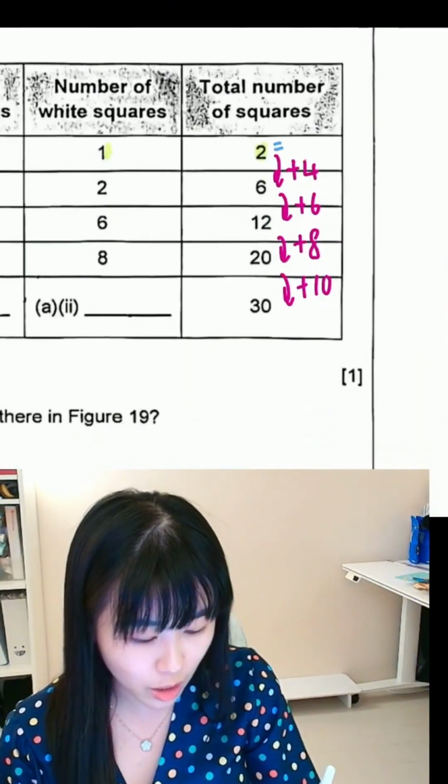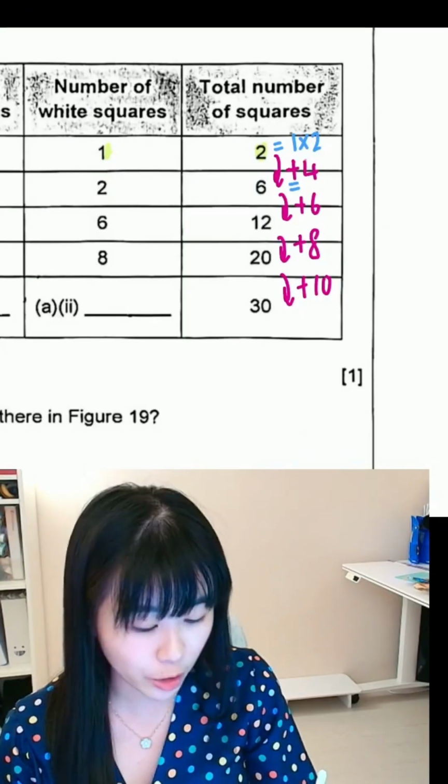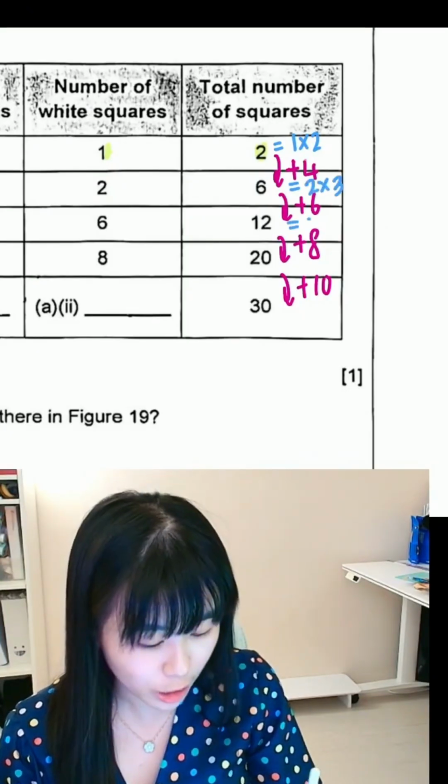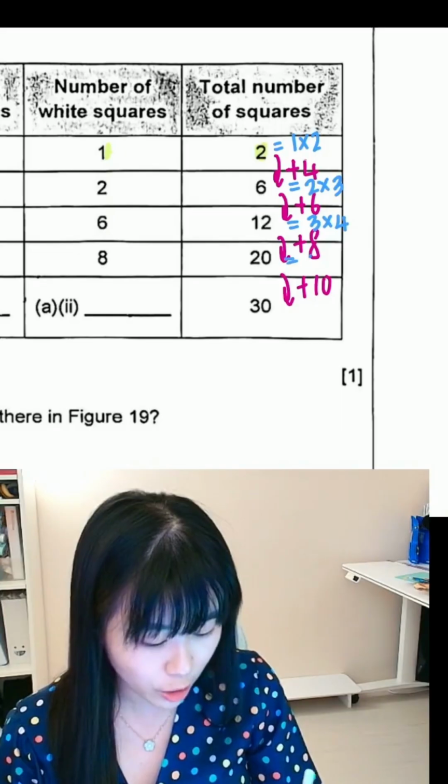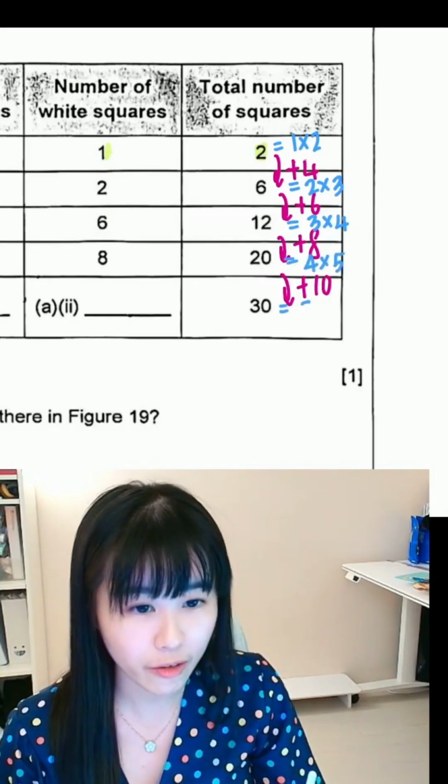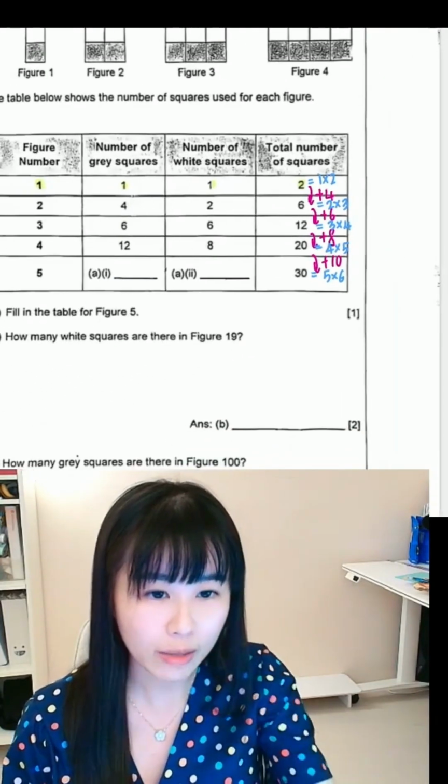This 2 is actually 1 times 2. This 6, right, is actually 2 times 3. This 12, right, is actually 3 times 4. This 20 is actually 4 times 5. And this 30 is 5 times 6. Then you realize it works. Okay? Then how does it link to the figure number?